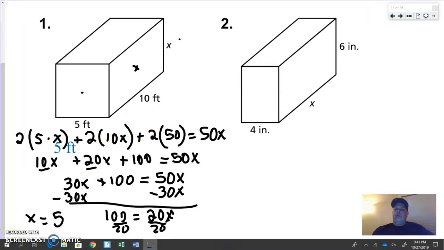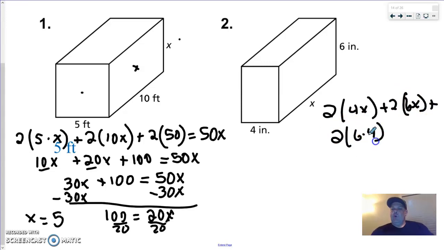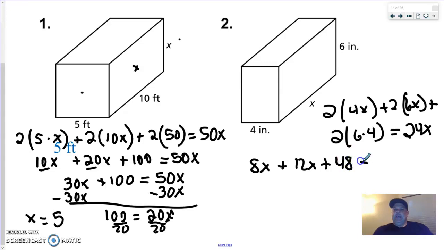We will also do the same thing on the second problem. We have 2 of 4x, plus 2 of 6x, and plus 2 of 6 times 4. And that's going to equal 24x, length times width times height. So our first one is 8x plus 12x plus 48 equals 24x.